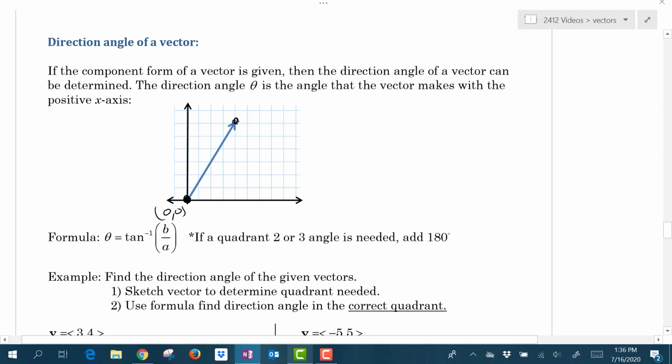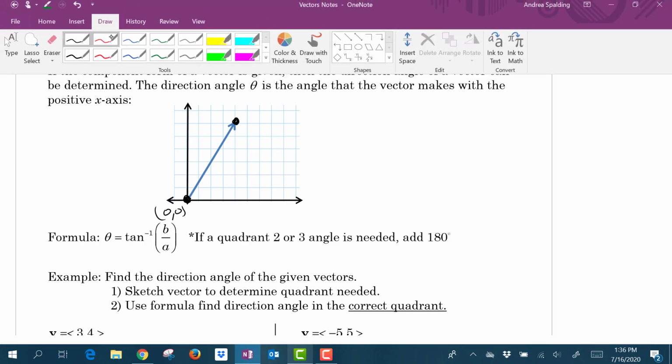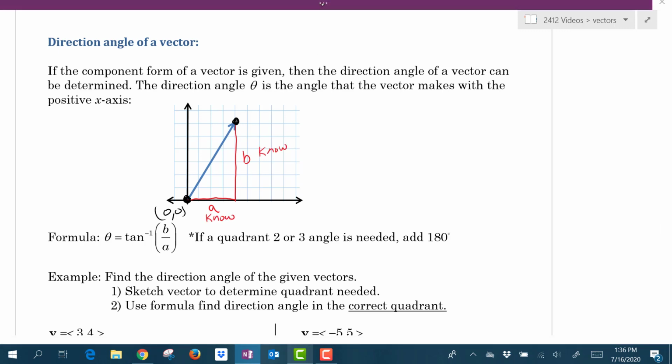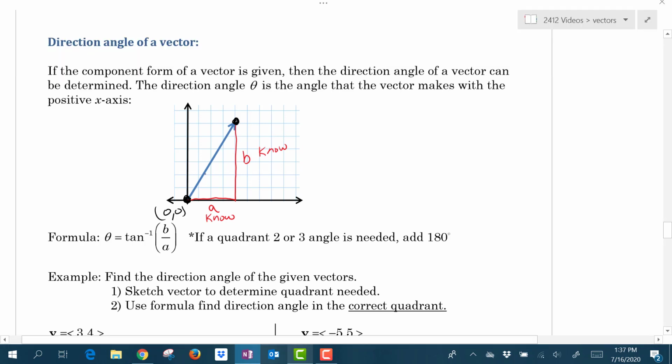Here's the terminal point. Okay, so this time let's say that we know how much to move left or right, and we know how much to move up or down, so we know A and B. Alright, and so let's say that what we really want to find then is the angle that's made with the positive x-axis. So that is what we want to find.